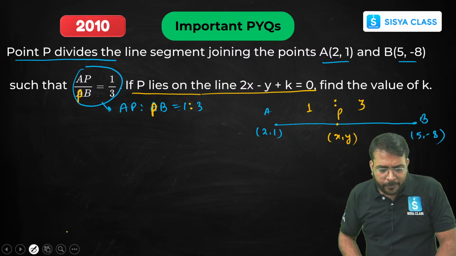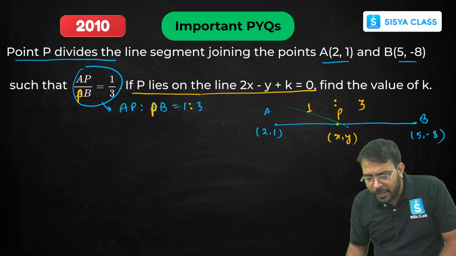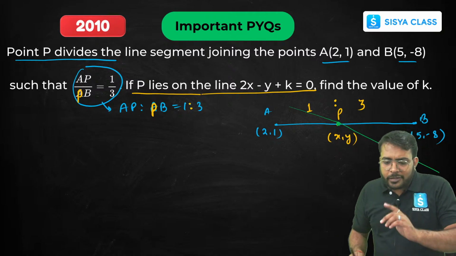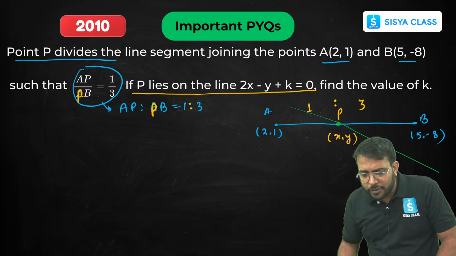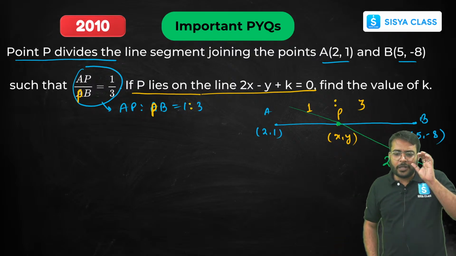There is one line passing through P here, okay, and this point P lies on that line. What is the equation of this line given? The equation of this line is given as 2x - y + k = 0, then you have to find out the value of k, okay.